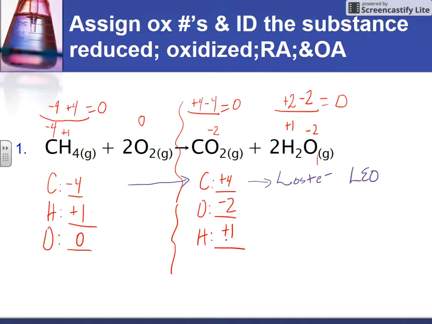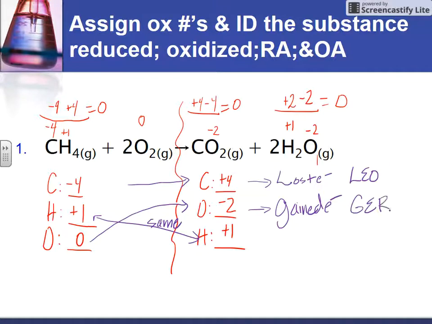Hydrogen, here's hydrogen here and here. Notice hydrogen is the same. So it's kind of like a little spectator. It doesn't undergo an oxidation. It's not involved in this particular oxidation reaction. Now look at your oxygen. Oxygen went from a 0 to a -2. On this side is a 0, on this side is a -2. So his oxidation number got more negative. So what he did is he gained electrons. So think of GER. Gain electrons means you reduce.